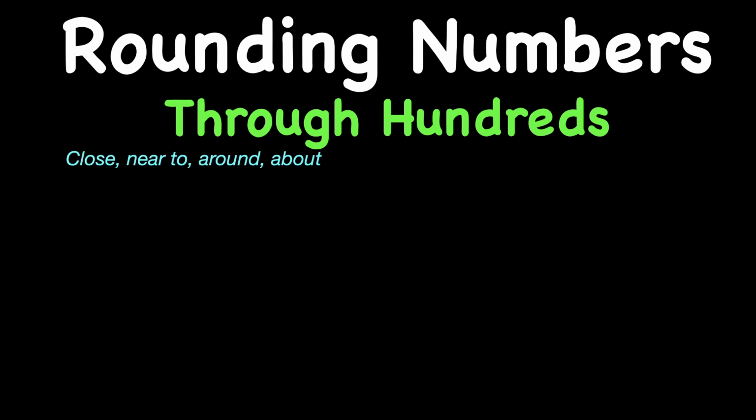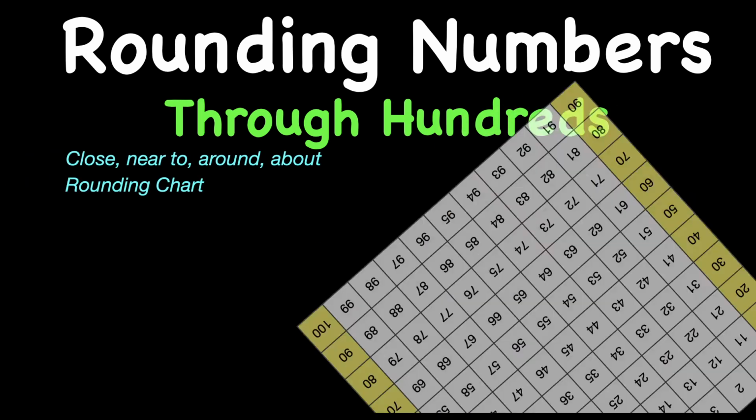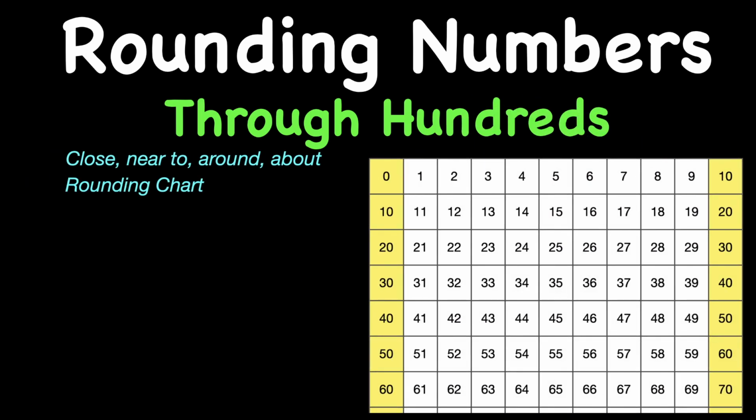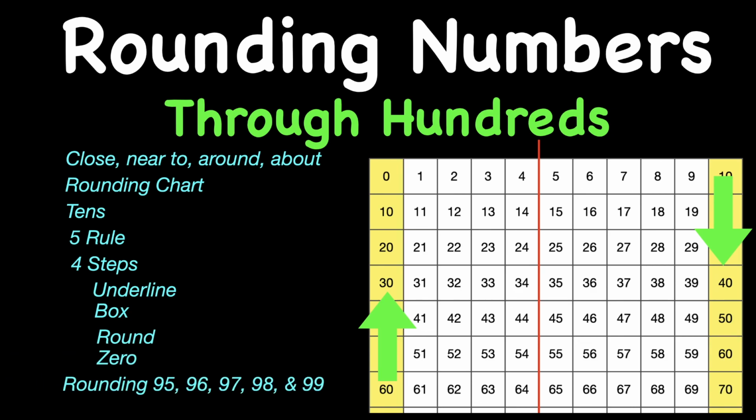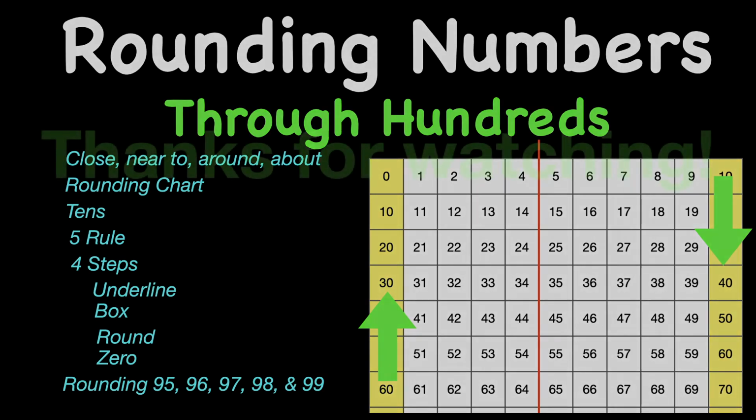Okay, so in review, we said that rounding means we just need to get close or near to a number. We used a strategy of a rounding chart today. Our tens are either on the left or right side, and we have to pick one of those. Don't forget the 5 rule, meaning that a number that ends in 5 has to go up to the highest 10. Our 4 steps are to underline, box, round, and then 0, the digit to the right. And don't forget the special problems with 95 through 99.